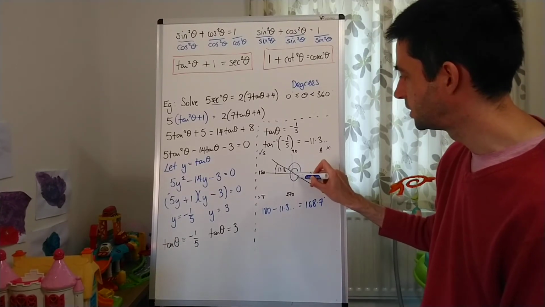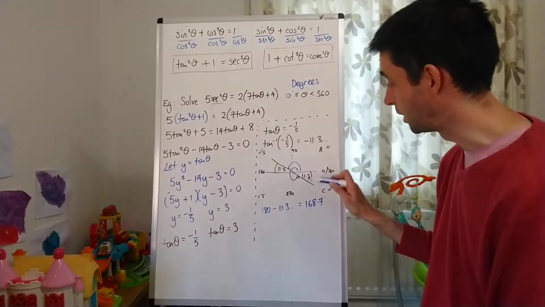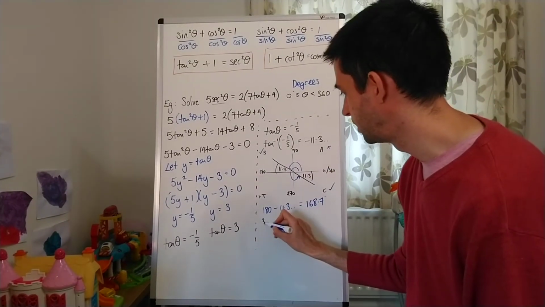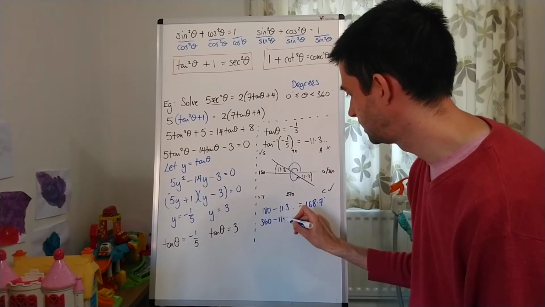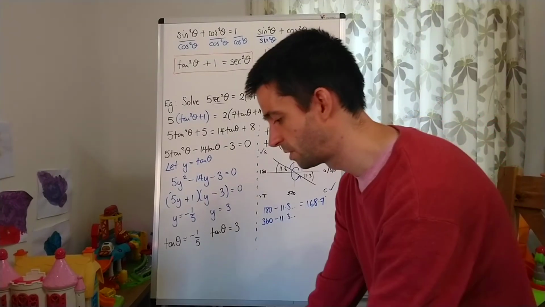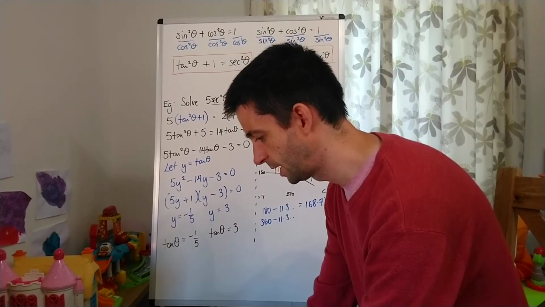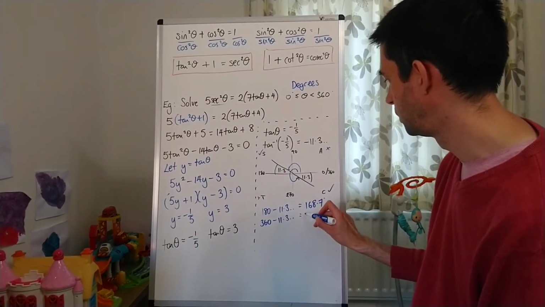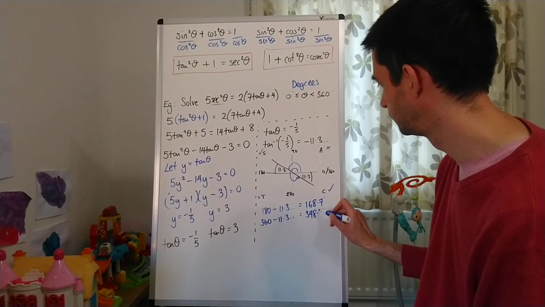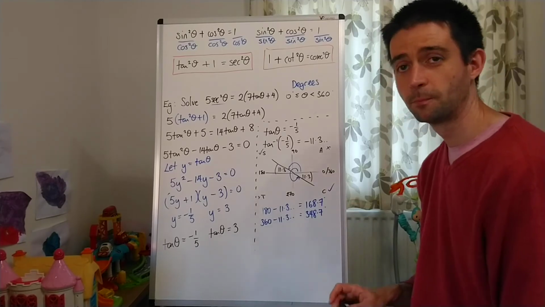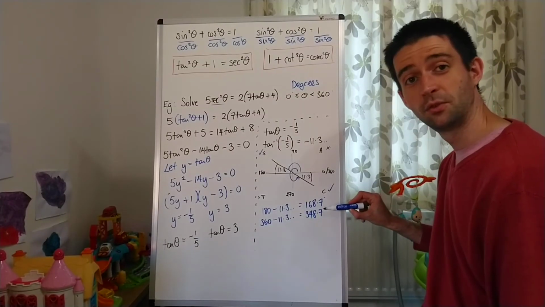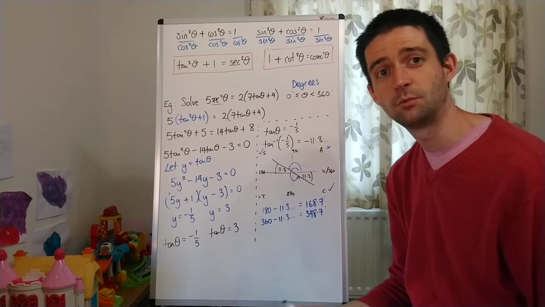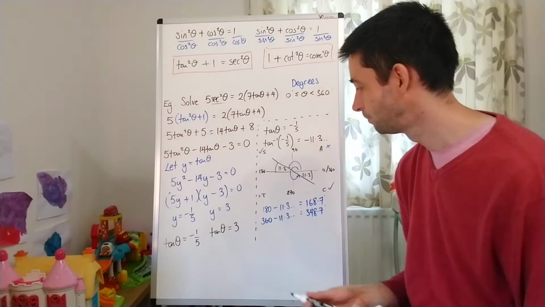And the other one, starting at 0 and going all the way around, is going to be 360 minus 11.3. So just work out what that is here. That is 348.7 to one decimal place. And what you'll notice here is there's a difference of 180. That's because tan repeats every 180.